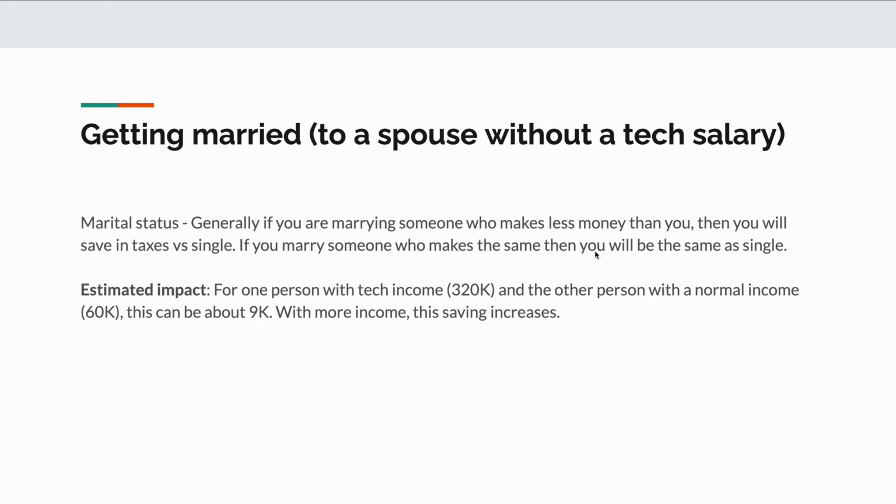If you marry another person who works in tech or finance and they make a similar amount of money, then it's not going to change very much for you. So let's assume one person is making $320,000, and the other person is making something around $60,000. That savings of income tax based on having a lower rate is going to be about $9,000. And if you have more income, then this saving goes higher.